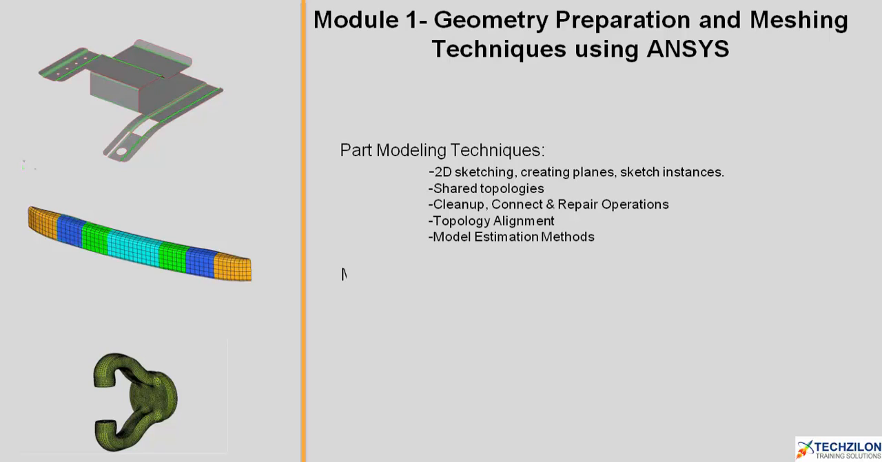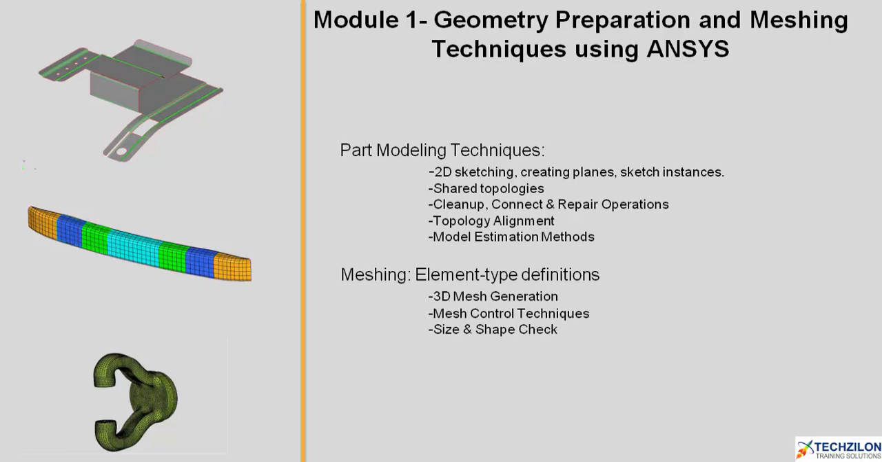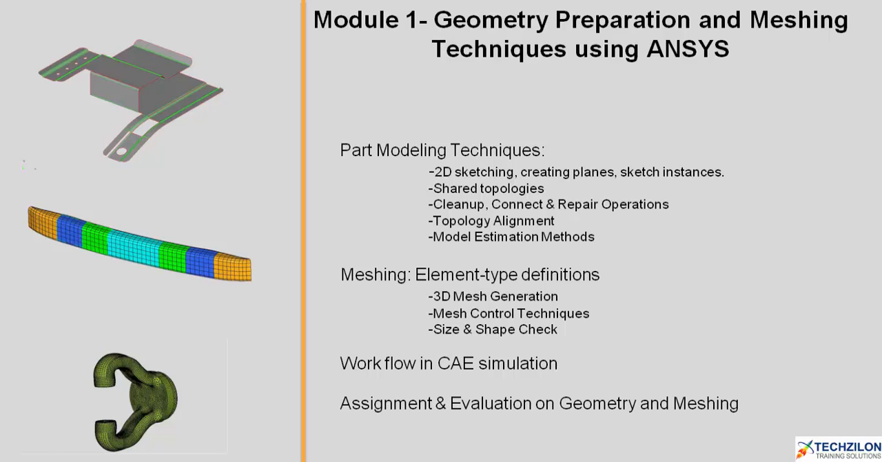We'll then move on to meshing, element type definitions, which will consist of 3D mesh generation, mesh control techniques, size and shape check. We'll have workflow in CAE simulations, and at the end of the course you'll have assignments and evaluations on geometry and meshing.